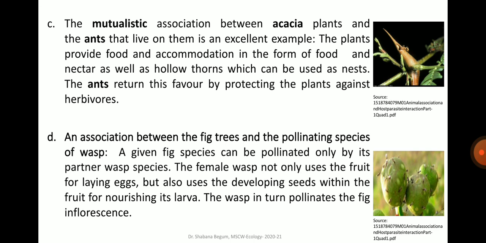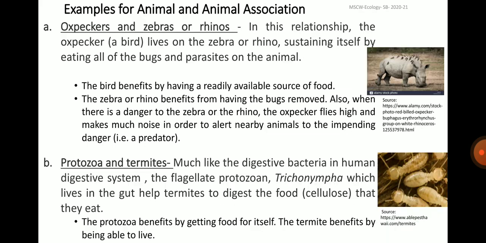You can please have a closer look at the beautiful pictures which depict the type of association between the organisms. Now the examples for animal and animal association. So here the first example is oxpeckers and zebras or rhinos.